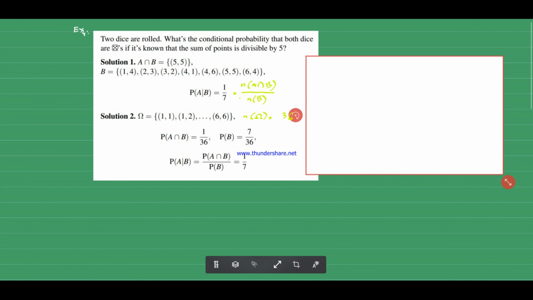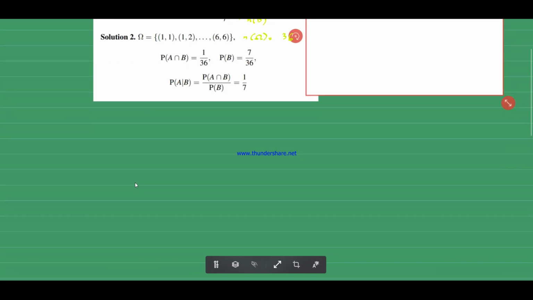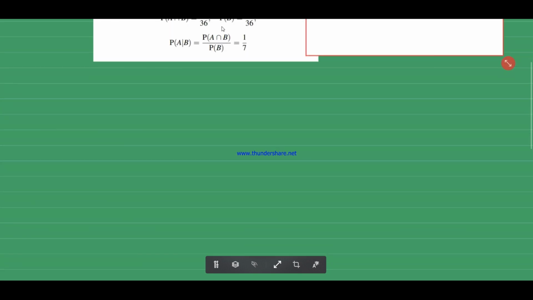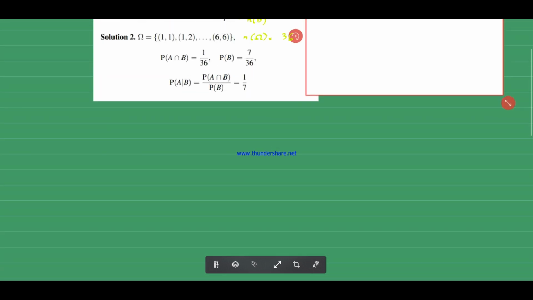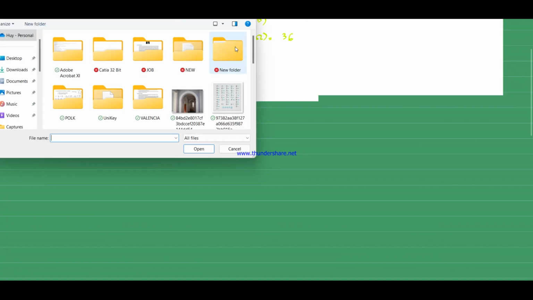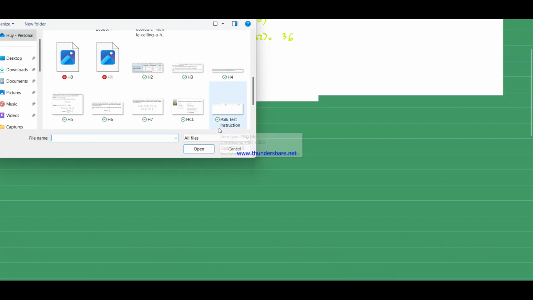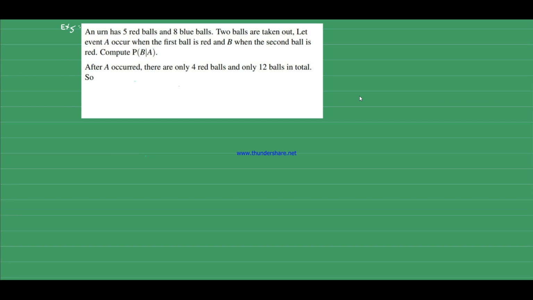All right. Now, example number 5. Let's see. In the next example, number 5 here, it requires you to think a little bit.